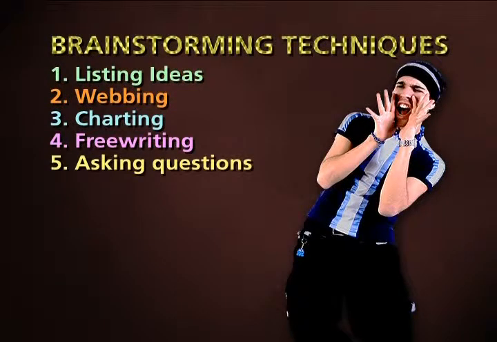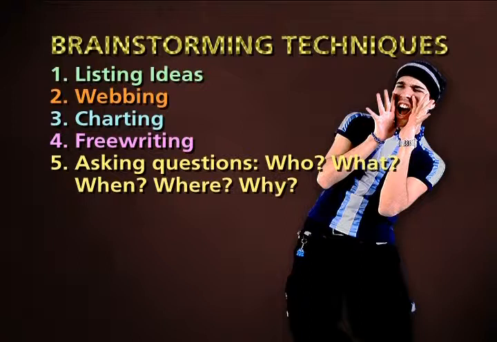Let's talk about asking questions. It's our 5th method of brainstorming. With this brainstorming method, you ask questions. There are 6 of them. Who, what, when, where, why, and how. They're usually called the 5 W's and the H.